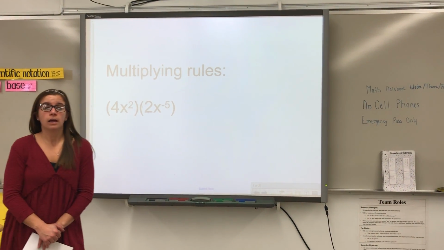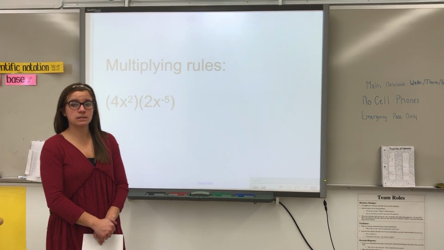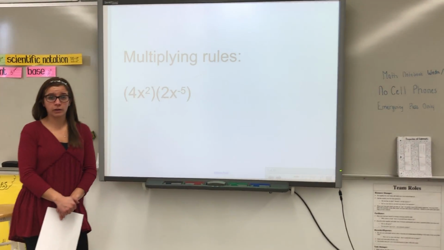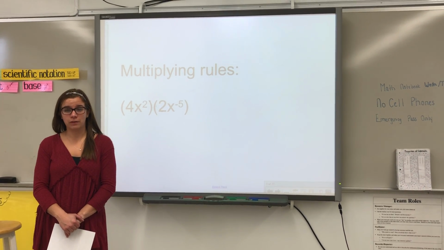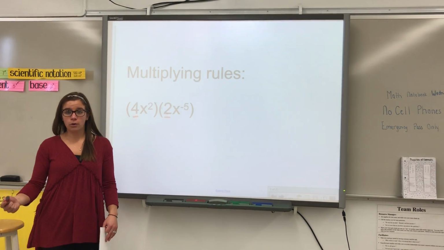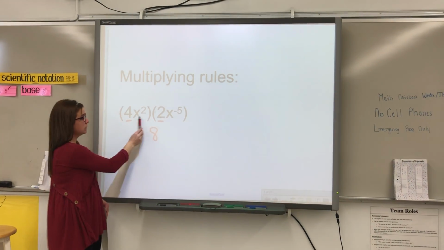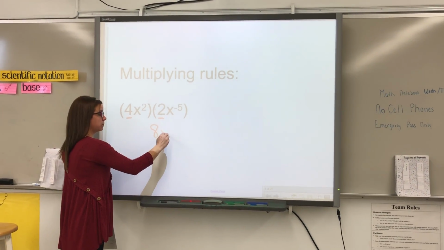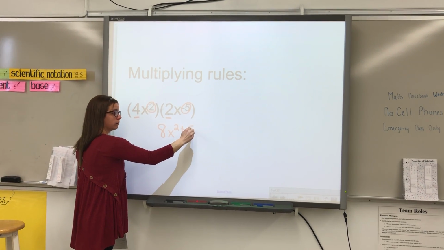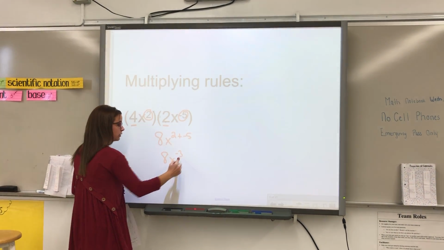When you're multiplying exponents, the rule is, if the bases are the same, keep the base, add the exponent. So here's my example. 4x squared times 2x to the negative fifth power. The first thing I'm going to do is ask, are these bases the same? No. So I'm going to multiply them. We're multiplying here. 8. Are these bases the same? Yes. Keep the base, add the exponent. 2 plus negative 5 is negative 3. So I get 8x to the negative third power.